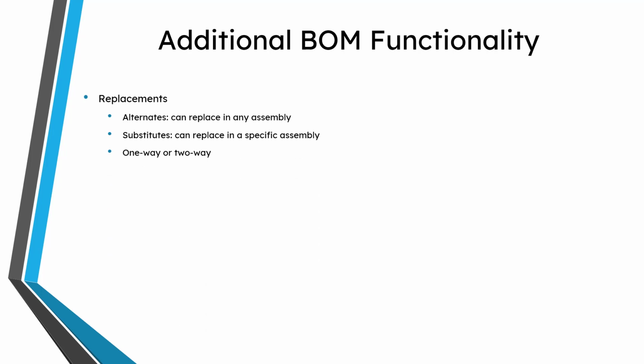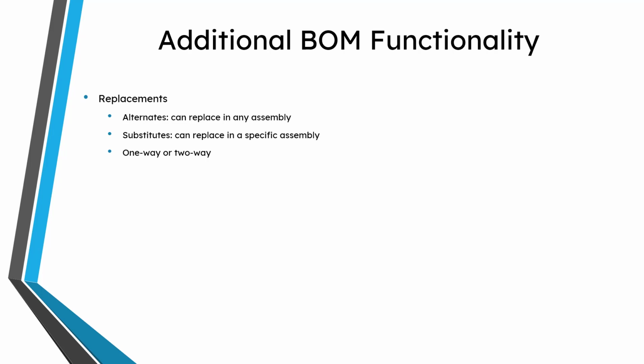First off, replacements. And your replacements can either be alternates or substitutes. Here's how I remember the difference. An alternate says that a component can replace the other component anywhere, and with a substitute, you're saying that this component can replace another component only in a specific assembly. Alternates anywhere, substitutes specific. And they can be one-way or two-way. So we could say that, hey, whenever you have connector A, you can replace it with connector B, and wherever you have connector B, you can replace it with connector A.